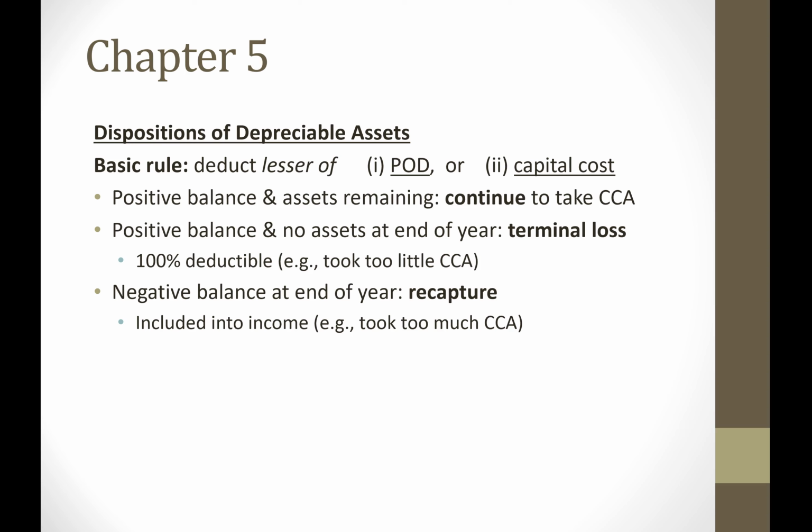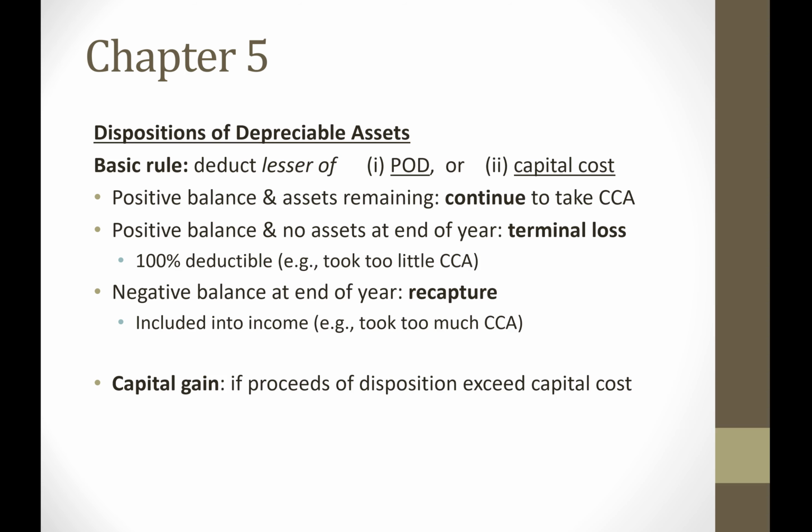Now, it could also happen where when they deduct the lesser of proceeds or costs, there's a negative balance, and it remains negative at the end of the year. This is known as recapture. That means the company took too much CCA over the life of the asset, and so they have to basically add that amount back into their income for that year. Now, a capital gain is also possible when there's a disposition of depreciable asset, and that would happen in a situation where the company sold the asset for more than they bought it for.